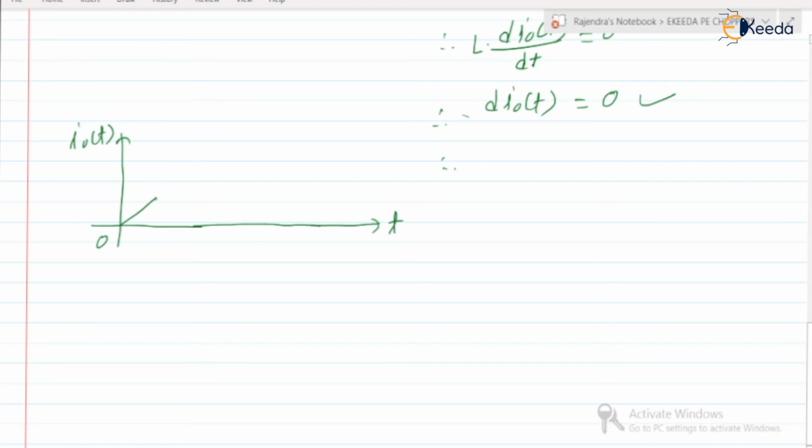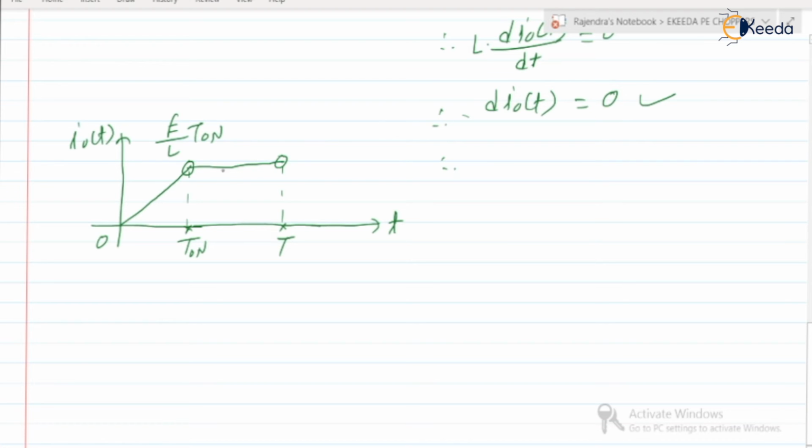Initially it is 0, after that it reaches the Imax, that is nothing but E by L into T on. After that it is a constant. Okay, so this is during T on. Next it is a T, the T. Okay, next, so this is the constant, right?